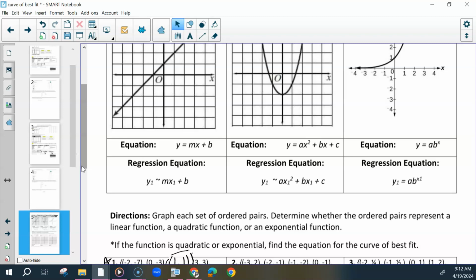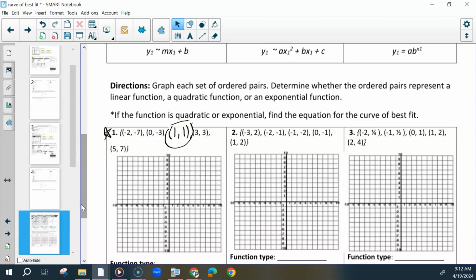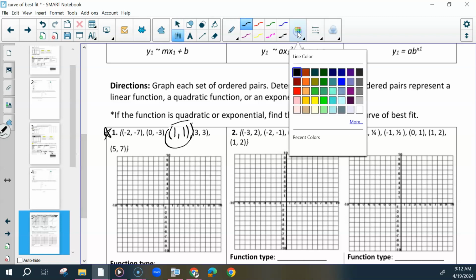For numbers 1, 2, and 3, plot all of those points on your 3 graphs, except for the typo in number 1. This should be 1, 1 instead of negative 1, 1, so just cross out the negatives. And go ahead and start plotting all of those points on your graphs.